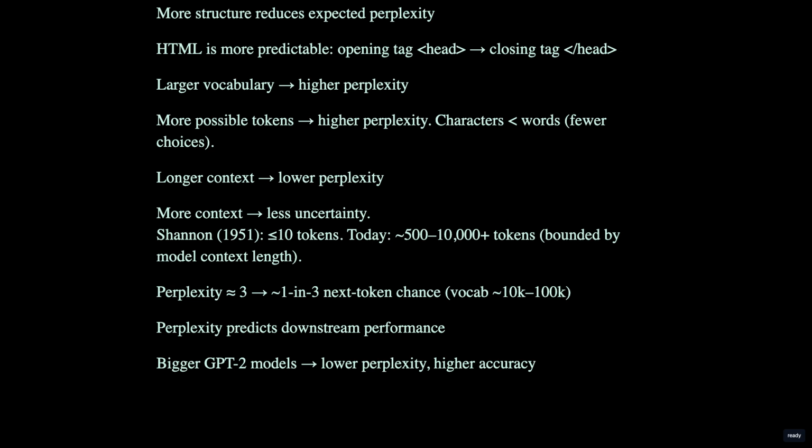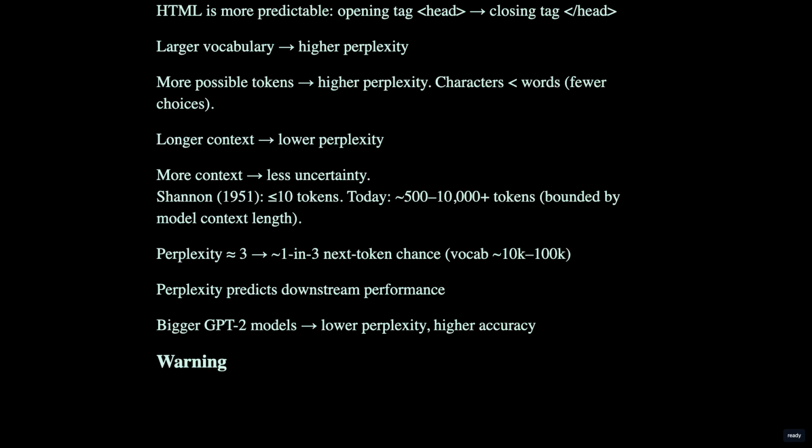Lower perplexity means the model assigns higher probability to the correct next token, and the consistent trend across Lambda, CBT, Wikitext, PTB, and others shows clear benefit from scale. Warning: important safety and correctness caveats follow. Read them carefully and don't skip them, because these points affect how you apply the rest of the lesson.